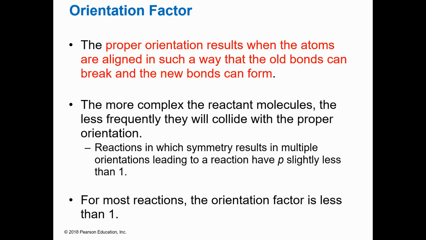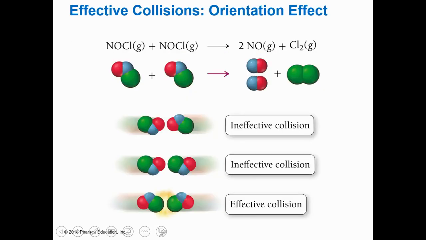Okay, and that proper orientation is when the atoms are aligned in such a way that the old bonds can break and new ones can form. So here in this picture, we've got NOCl, and they're forming NO and Cl2. Notice, the pieces that have to hit together are the ones that are going to stick. You're never going to be asked to predict which pieces need to hit together, but you are going to need to know that the activation energy and the orientation are what make an effective collision. If they do not hit in the right spot, they're not going to have that effective collision.